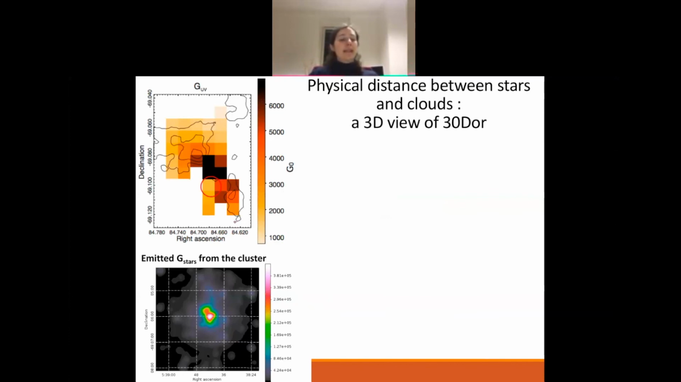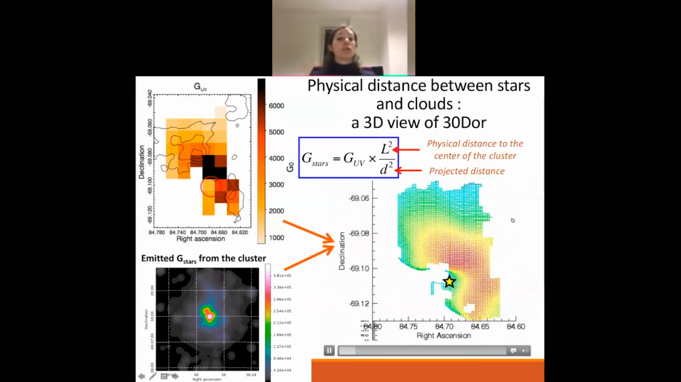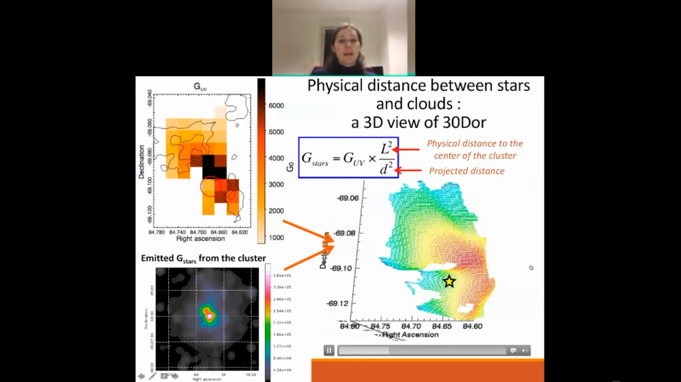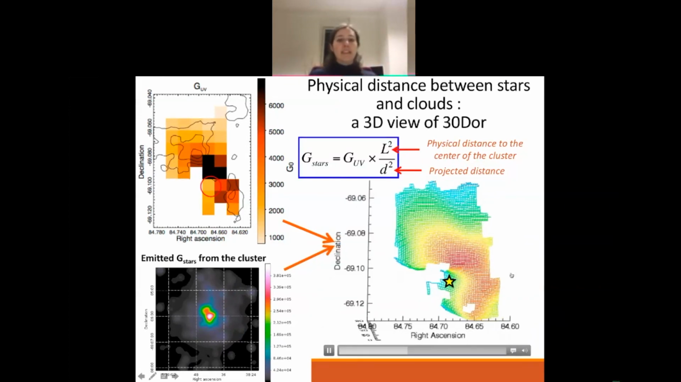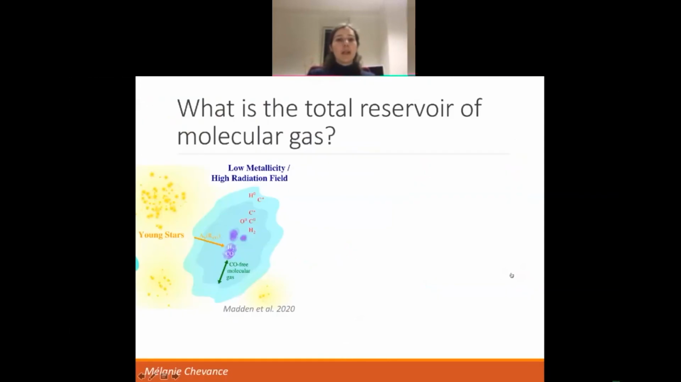Now, very quickly, I said that you could compare the incident radiation field with the emitted radiation field, and this can also allow you to measure the physical distance between the stars and the cloud. Basically, the difference between these two is going to be the ratio between the projected and the physical distance, and that allows you to reconstruct the 3D structure of the gas around the cluster. And this is the modelization of the PDRs around 30 Doradus.